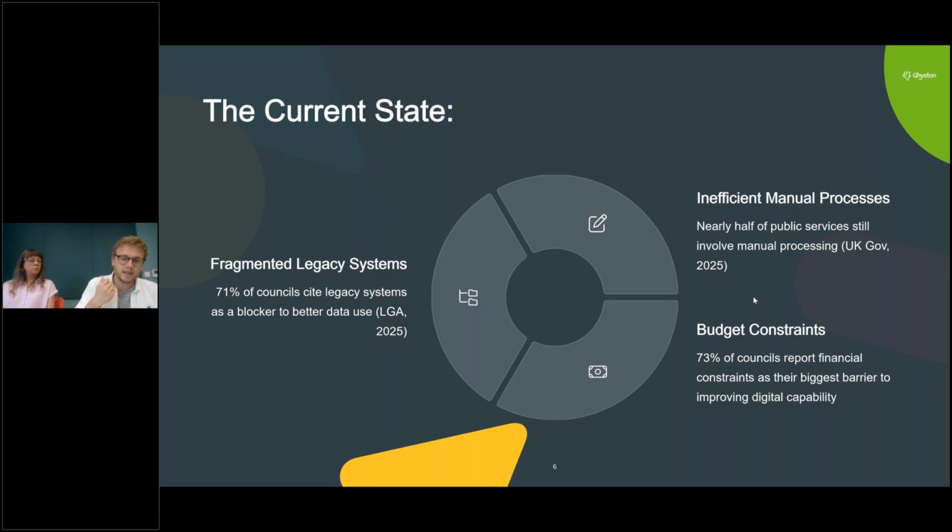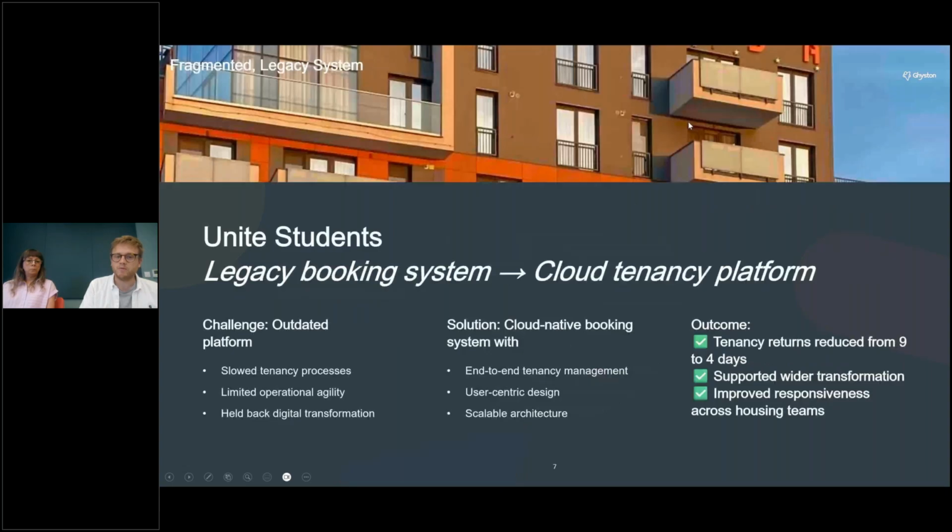So there's definitely value for you to uncover in your current tech, as well as opportunities to turn problems into revenue streams. So I'm going to talk a little bit about 2 case studies in the private sector that we've done to address those issues. So first of all is Unite Students.